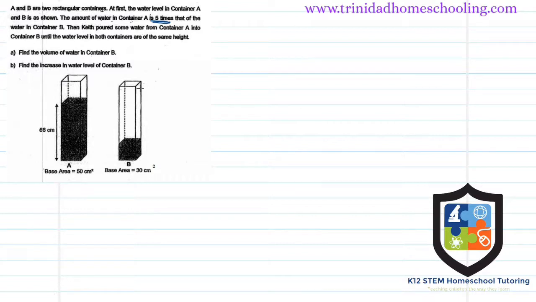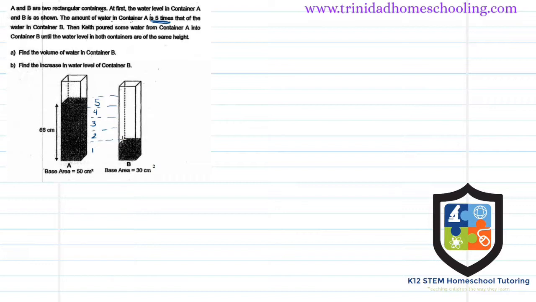Now let's look at some of the vocabulary in this question. 5 times would mean that whatever this level here is 5 times the level in container B. So if this represents one level, then this one is 1, 2, 3, 4, and 5 times this level here.